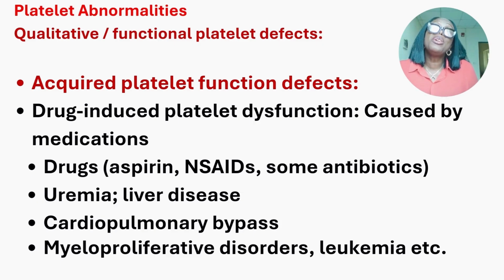And then we have non-steroidal anti-inflammatory drugs. These things have a way of affecting platelet function negatively, and some antibiotics. And then we have what we call uremia and liver diseases. We have said this before. The liver is the site of production of most clotting factors, and it also has a way of affecting platelets, causing inability of platelets to aggregate. The same thing with uremia. When you have increased uric acid in the system, it also affects platelet function.